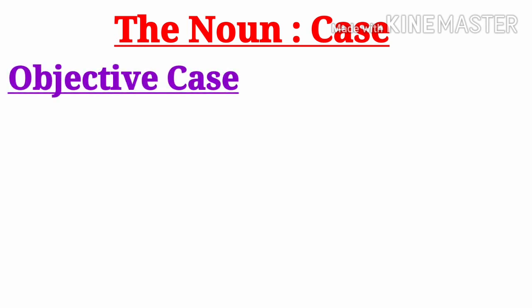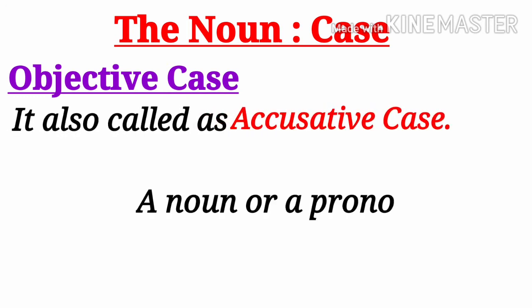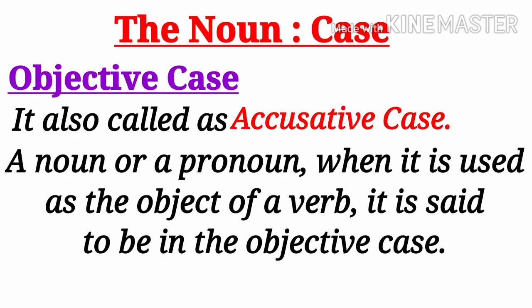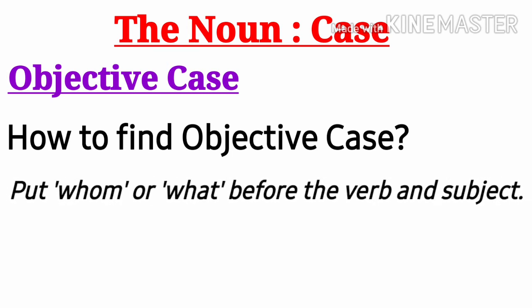Objective case. It is also called as accusative case. A noun or a pronoun, when it is used as the object of a verb, is said to be in the objective case. Before saying an example, let me tell you how to find out the objective case. To find objective case, put whom or what before the verb and subject.